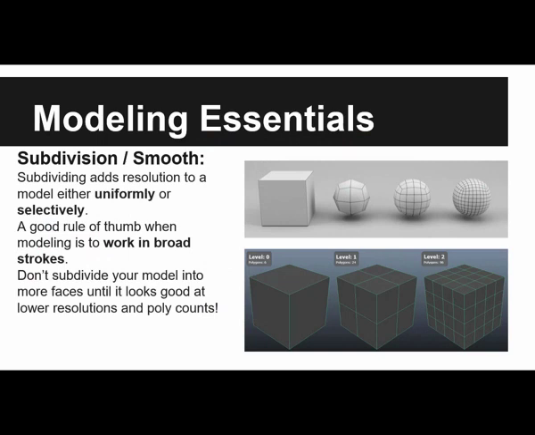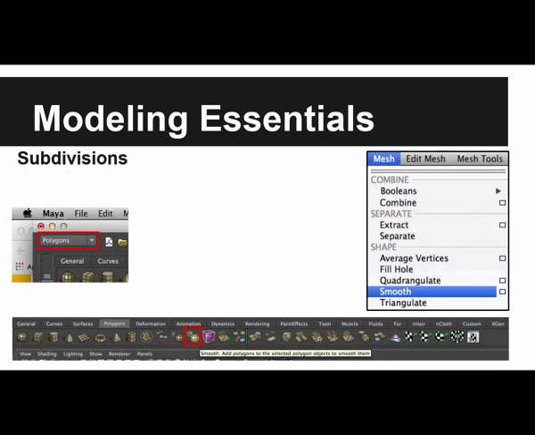Subdivision and smooth. Subdividing adds resolution to a model either uniformly or selectively. A good rule of thumb when modeling is to work in broad strokes. Don't subdivide your model into more faces until it looks good at lower resolution and poly counts. Otherwise, it becomes unmanageable. Here's where you find the smooth function in Maya.